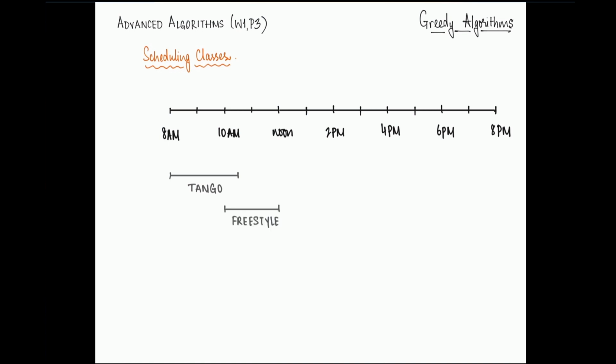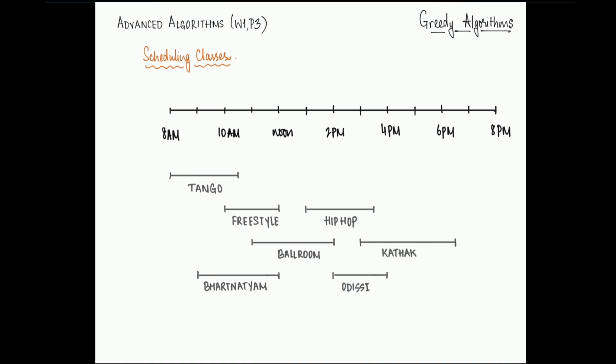Then you have the freestyle class, which starts before the tango class finishes and goes all the way up to noon. And then we have Bharatnatyam, which starts roughly around 9 a.m. and again goes all the way up to noon, same as freestyle. We also have ballroom, which starts around 11 a.m. and goes all the way past lunch, finishing at 2 p.m. We have hip hop that starts a little past noon and goes all the way up to 4 p.m. roughly. Then we have Odissi, Kathak, Bollywood, Salsa, Ballet, and Contemporary.